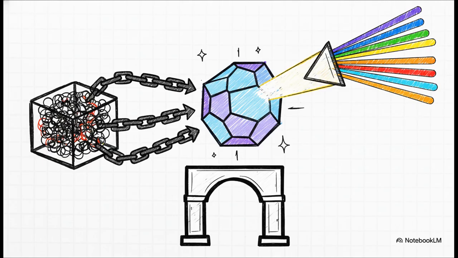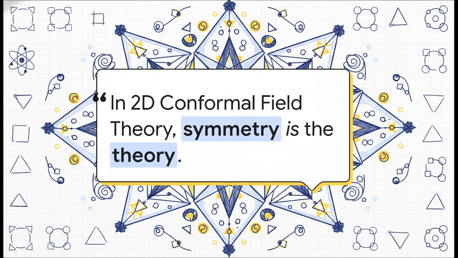Just by knowing the value of that one number, c, the central charge, entire families of physical theories can be sorted, classified, and completely understood. This algebraic backbone is what takes string theory from just a collection of cool ideas and turns it into a real, calculable, predictive framework. And this quote really just nails it.